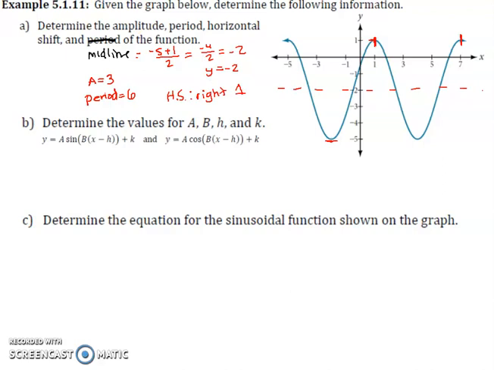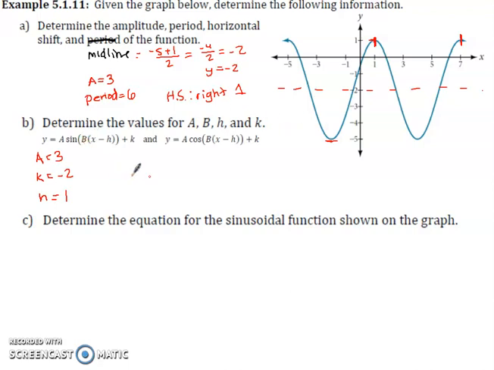So with all that information in mind, I can identify my amplitude a, which is 3. My midline is my k value, so k in this case is a -2. My horizontal shift is to the right 1 unit, so h is going to be a +1, the positive representing that we are shifting to the right.